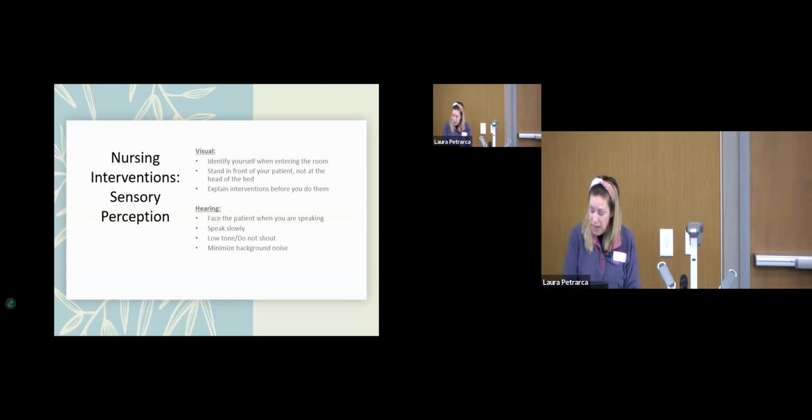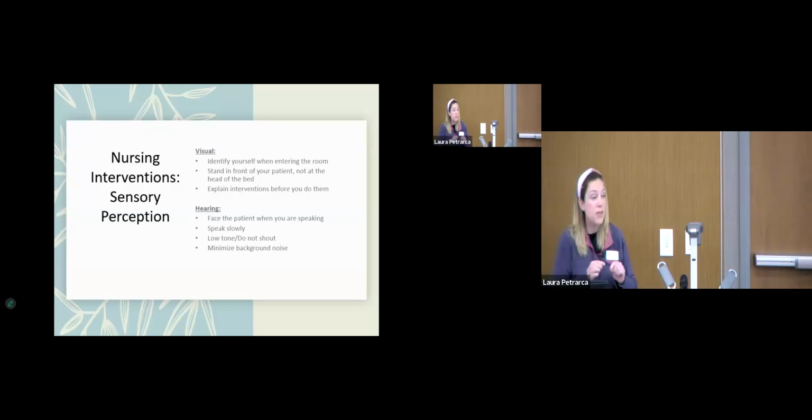So as far as hearing, you want to face the patient when you're speaking. You want to kind of get eye level with them. This was really difficult with COVID because we had masks and our little hard of hearing patients could not hear, it was a nightmare. So make sure that you are facing the patient when you're speaking to them. Speak slowly. And I have to remind myself to slow down because I'm a quick talker sometimes. So make sure that you speak slowly to them.